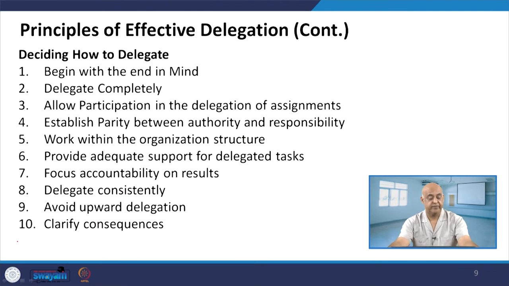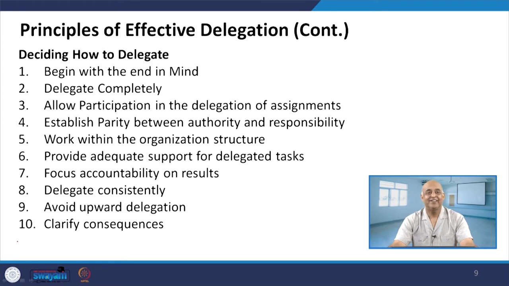How to delegate? Begin with the end in mind. What will be the result? Delegate completely, meaning let them take the decisions. There is no issue. Allow participation in the delegation of assignments. Establish parity between authority and responsibility. Work within the organization structure. Provide adequate support for the delegated task. Focus accountability on results. Delegate consistently and avoid upward delegation.